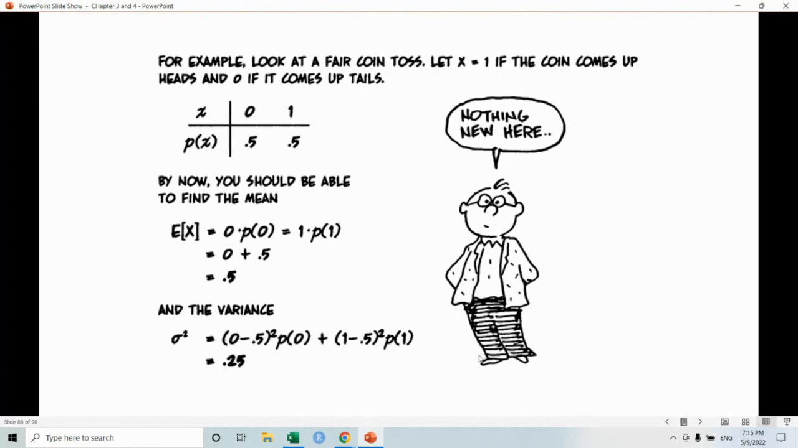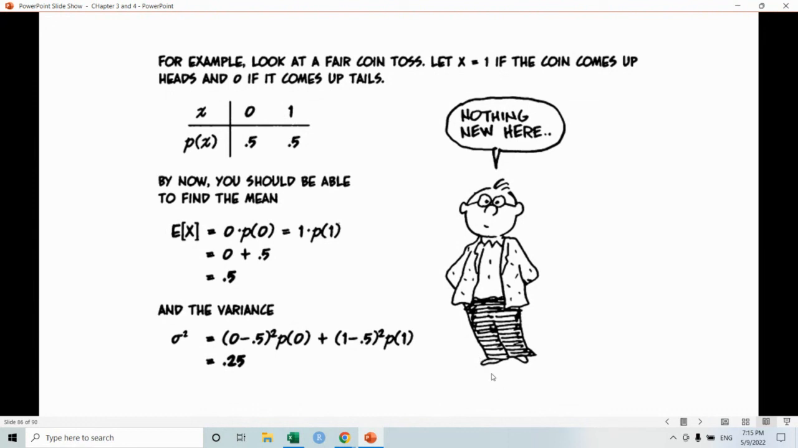For example, look at a fair coin toss. Let x equal 1 if the coin comes up heads and 0 if it comes up tails. So a very simple coin toss, binomial experiment. Right now you should be able to find the mean. So the expectation of x equals 0 times the probability of 0 plus 1 times the probability of 1. So 0 plus 0.5, that's how we get 0.5, or a 50-50 chance.